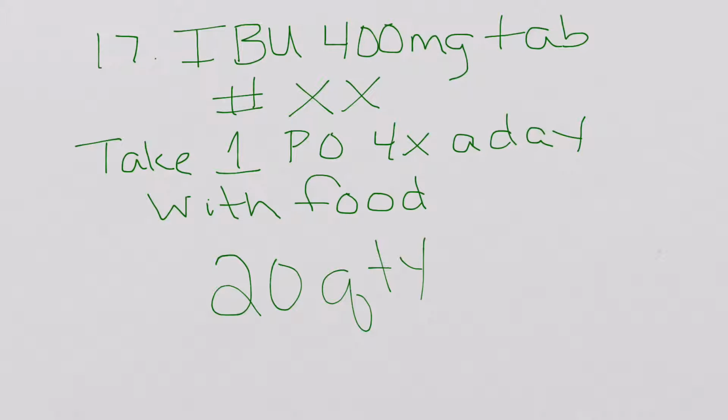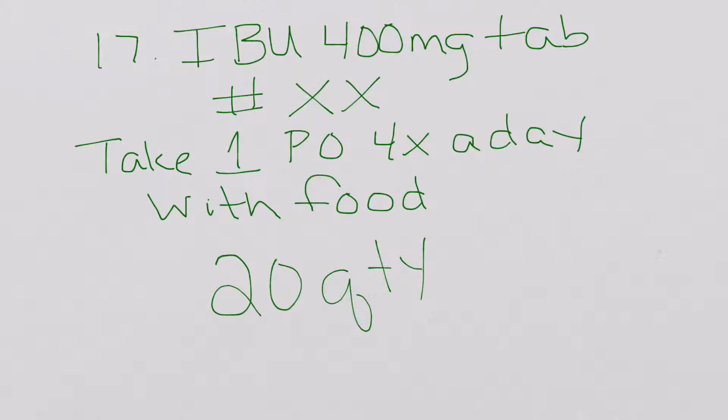Alright, moving on. Number 17 is asking you how much medication should be dispensed for the prescription. Number 17 is telling you that the prescription is for ibuprofen 400 milligrams, and the tablets number is XX. So that is our Roman numerals again. And it's telling us to take 1 tablet by mouth 4 times a day with food.